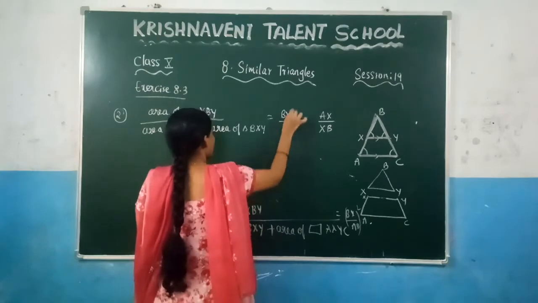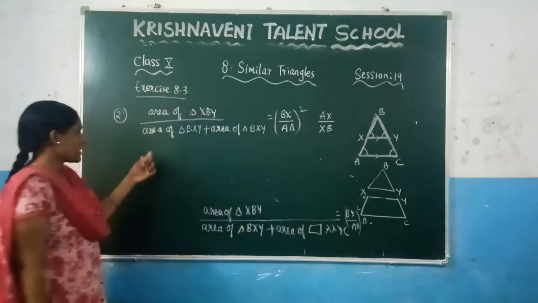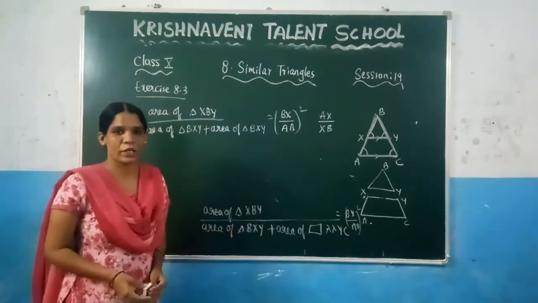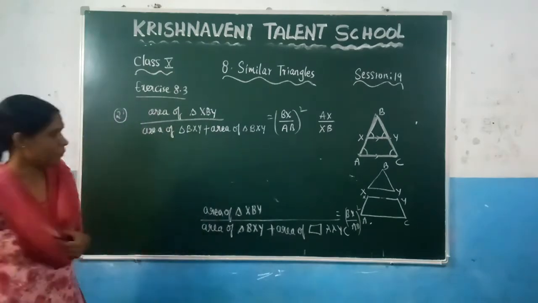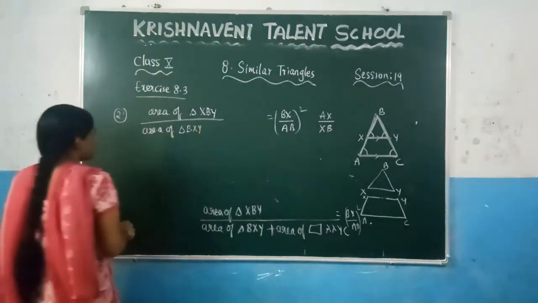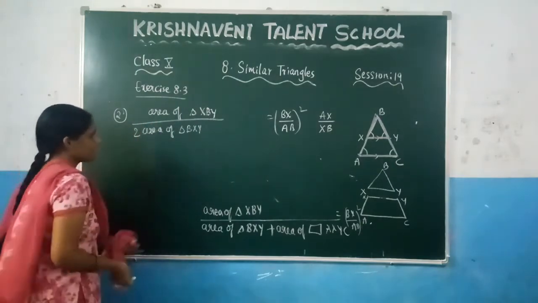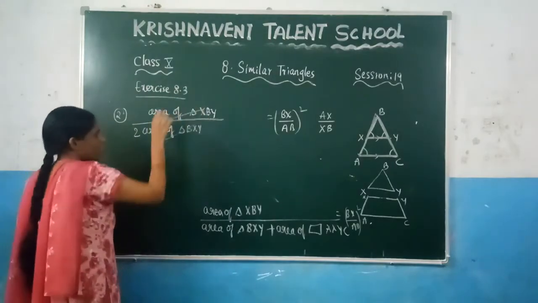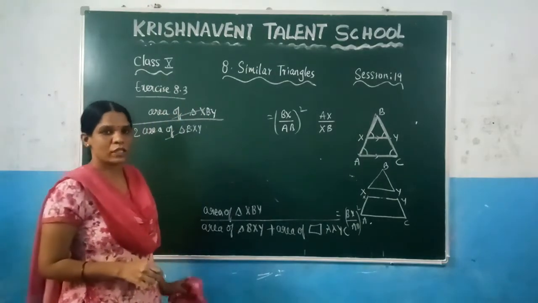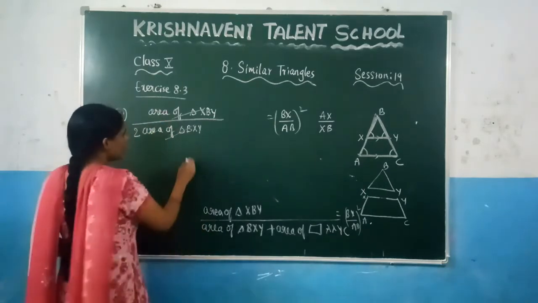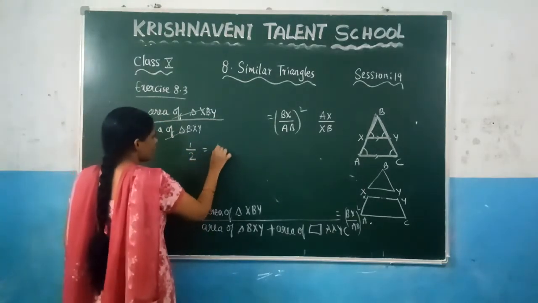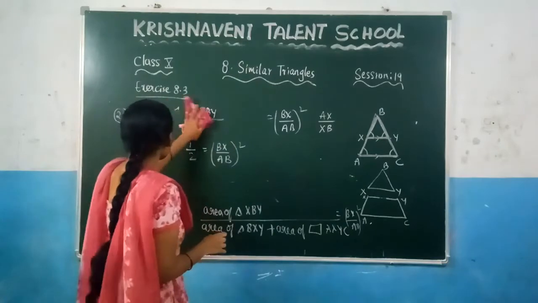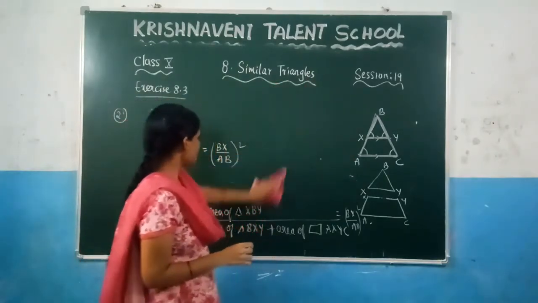Bx by AB whole square. You know that area of the triangle BXY plus area of the triangle BXY gives you 2 times area of the triangle BXY. So here this one is equal to 2 times area of the triangle BXY. And you can observe that this area of the triangle BXY and this area of the triangle BXY will get cancelled. So what you will get here? You will get 1 by 2 is equal to Bx by AB whole square. Right? At last, after cancellation, we got this value.